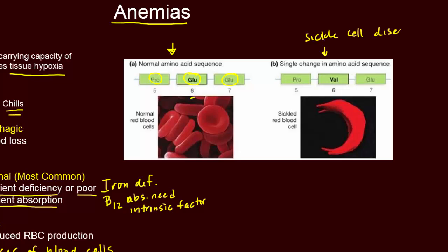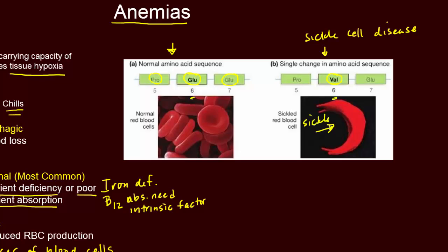Well, in sickle cell disease, one amino acid called valine is at the number 6 position instead of glutamic acid. And what that does is, under conditions where there's low oxygen in the environment, the person's red blood cells can form this sickle shape.